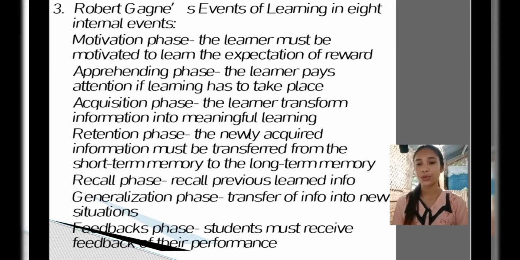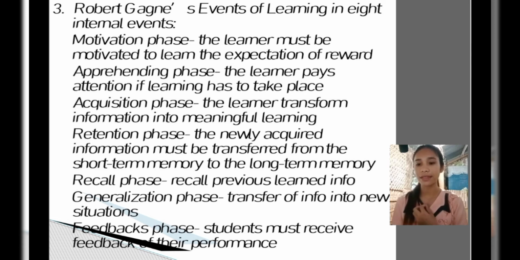Next is Robert Gagne's events of learning, the eight instructional events. First is motivation phase. The learner must be motivated to learn by the expectation of reward. So for example, magpa-recitation ang teacher, then kinsay maka-answer, maka-earn og points as a reward to their participation. With this, ma-active ilahang mind and maka-learn pod sila.